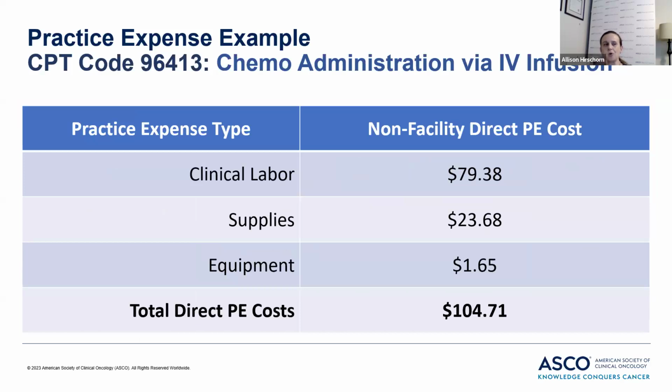Now we're going to put all those PE components together to get our PE RVU. When you add up the clinical labor, supplies, and equipment, it gives you the total direct PE costs. In the case of 96413, the total direct PE cost for 2025 is $104.71. This number will be important later when we look at PE RVUs.